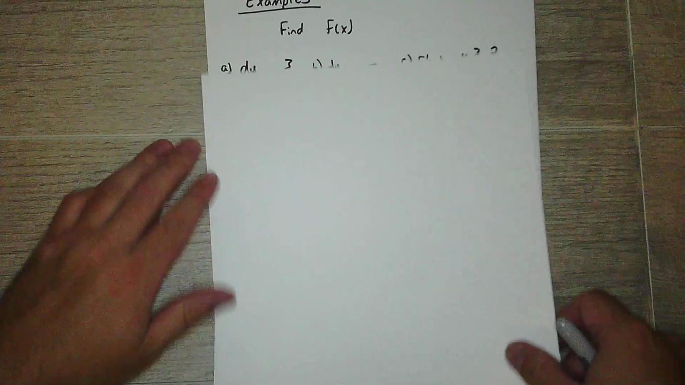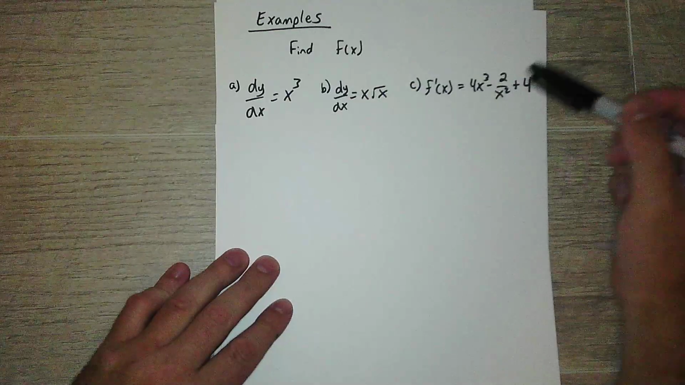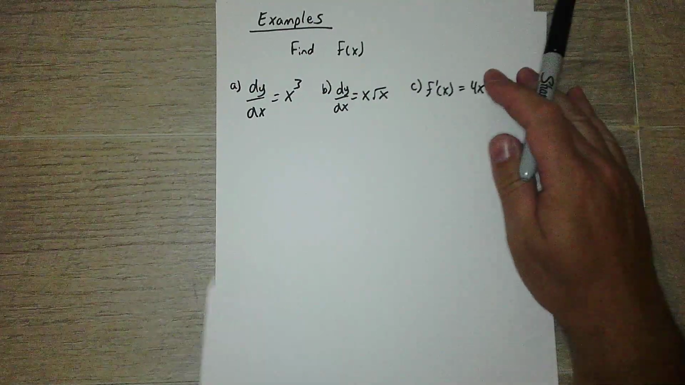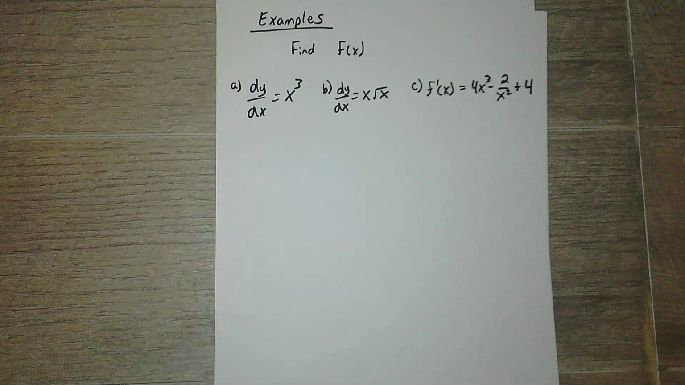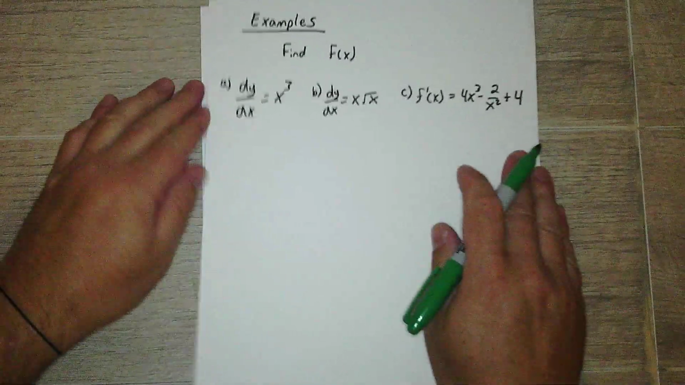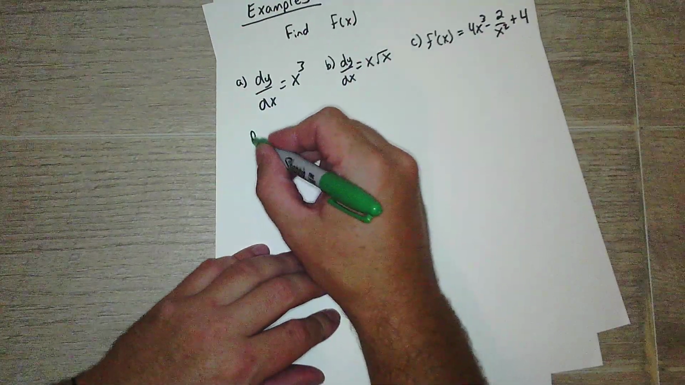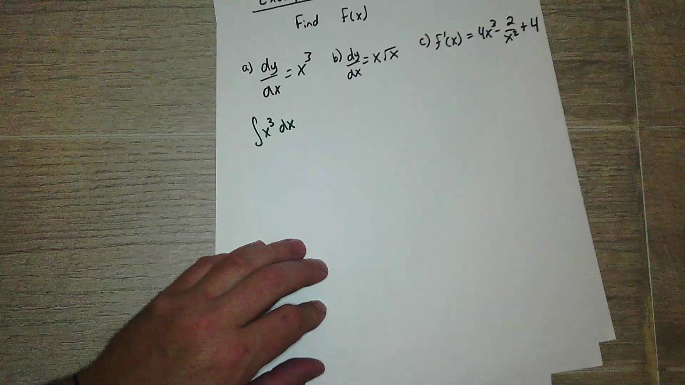Basically it will be find f of x, so find the original function given these derivatives. Okay, so let's go through these. Alright, so dy dx for x cubed. So I want to take the integration of x cubed with respect to x.